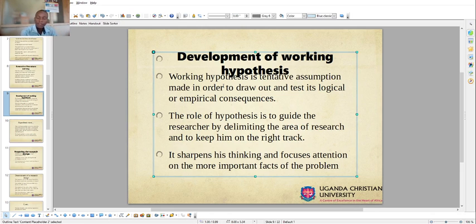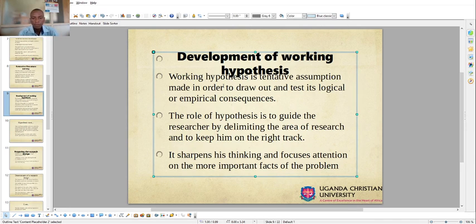So I could have, like, for the example given earlier of corporate social responsibility and performance of organization, my tentative guess could be that corporate social responsibility does not have any impact on the performance. That's a guess. So when you do research, you can confirm that. You either accept it or refute it.